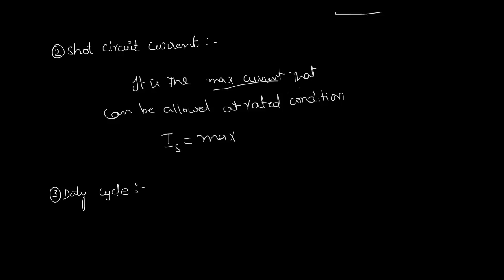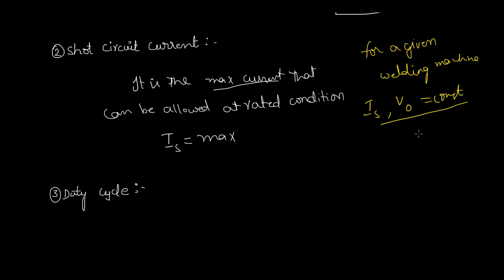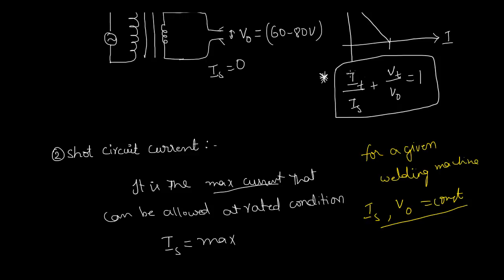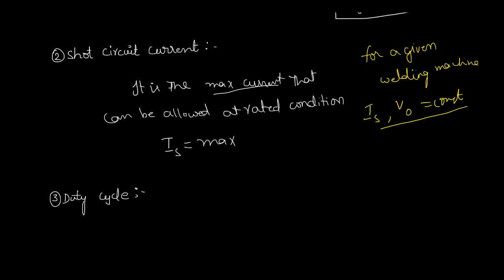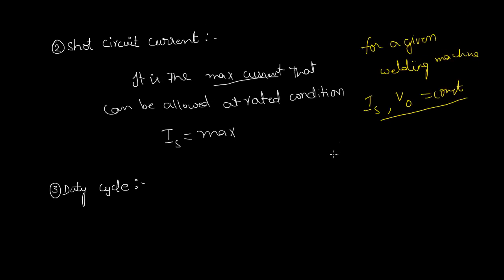And for a given welding machine, short circuit current and open circuit voltage are constant. These cannot change from time to time. The only variables are transformer current and transformer voltage. These change from time to time, but short circuit current and open circuit voltage will not change. For a given welding machine, these are constant. And I want to give you the relation of arc voltage here only.